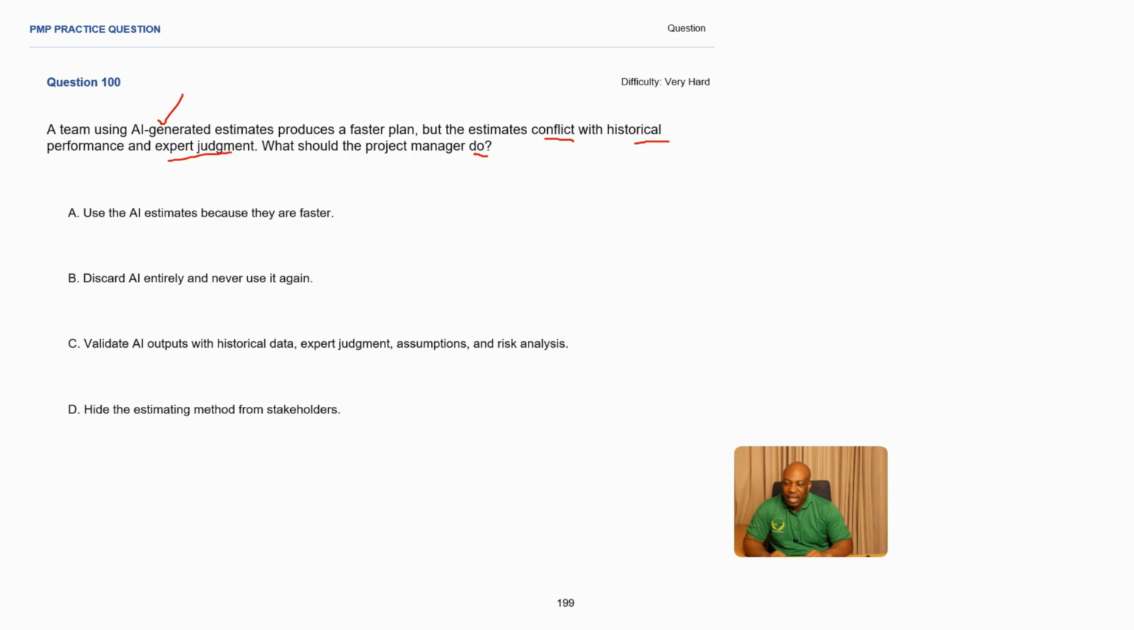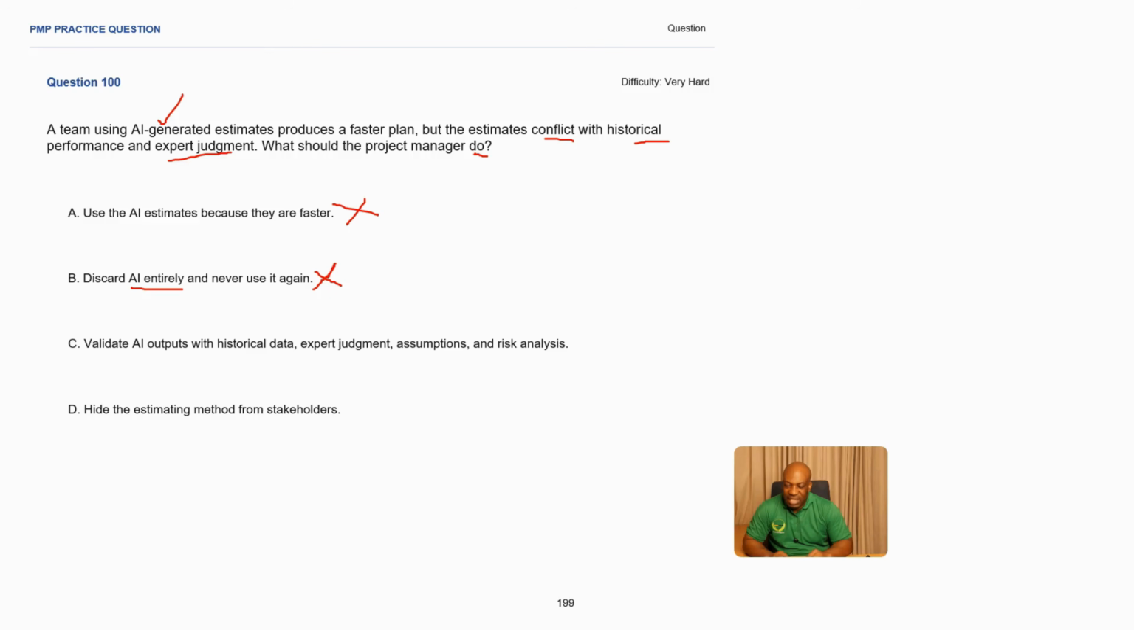All right. Use the AI estimates because they are faster. You see, they are faster, but they are still creating this conflict or disagreement with the historical information and the expert judgment. So this cannot be the answer in this scenario. Disregard AI entirely and never use it again. No. AI is going to give you a springboard. It's going to give you a starting point. So you start with AI, then you apply human intervention to make the outcome very proper. So this cannot be the answer.